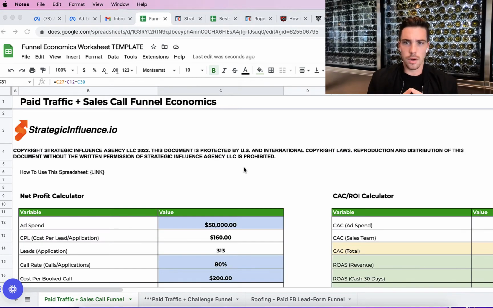So another thing that we do that is very important to make the ad campaigns profitable, and especially profitable at scale, is we build out a very strategic and simple call funnel.